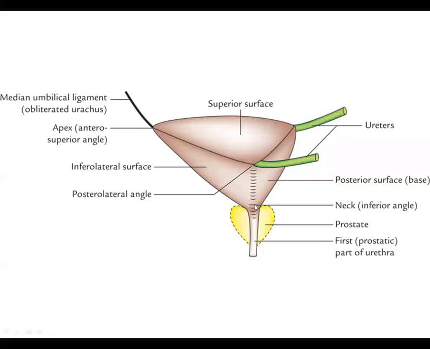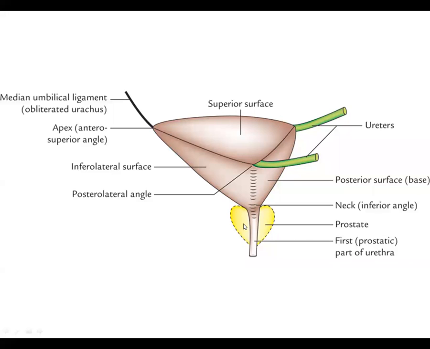So we have seen the shape, then position. This is the apex. This gives attachment to the median umbilical ligament, which is the obliterated urachus, which is attached to the umbilicus. And this is the neck, which is the constricted part. And here, in case of males, there will be the prostate, which is a hard and spherical mass at the neck. So with this, you can identify whether it is a male bladder or a female bladder.